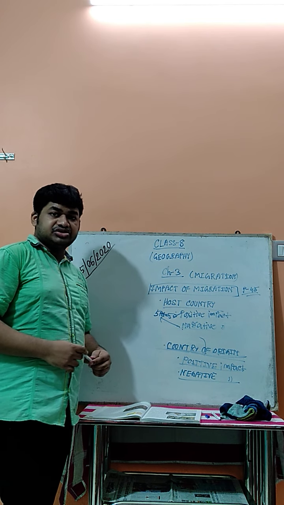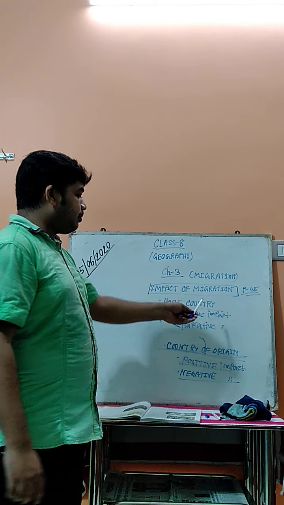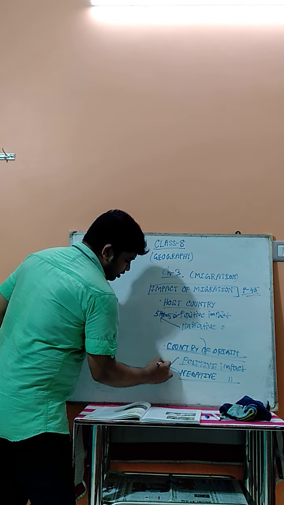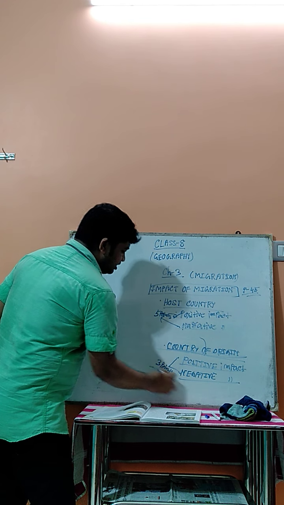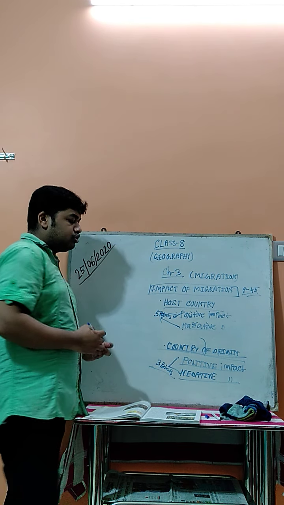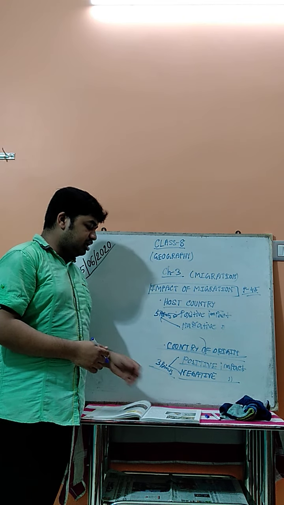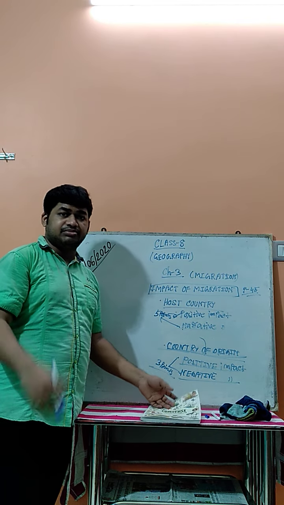So I hope you understand all the points here, the positive impacts and negative impacts. From this you have to learn 3 points. Here it is 5 points, here it is 3 points that you have to learn from the positive and negative impacts. I hope you understand it, and once you read your books you can understand much better.